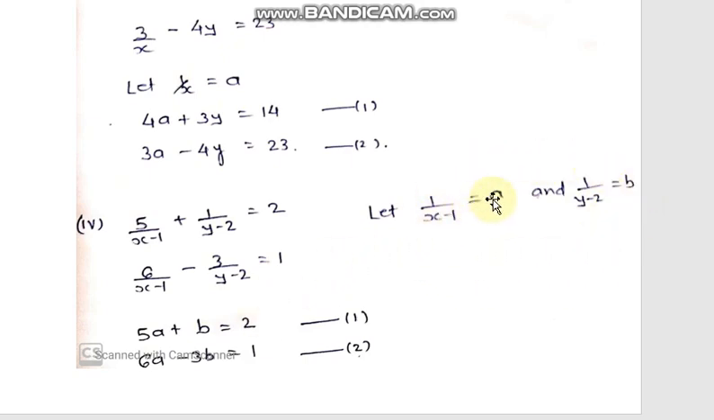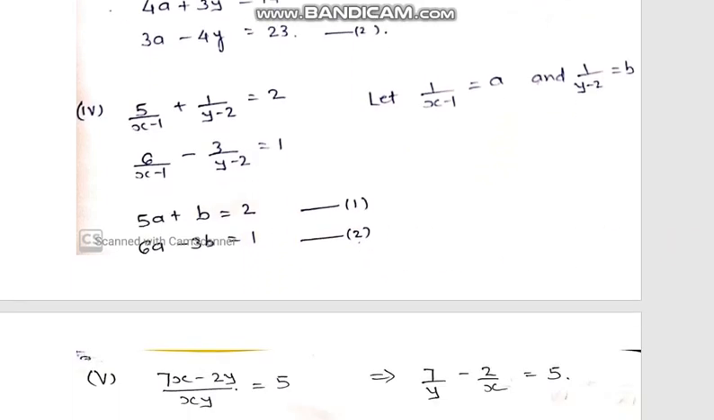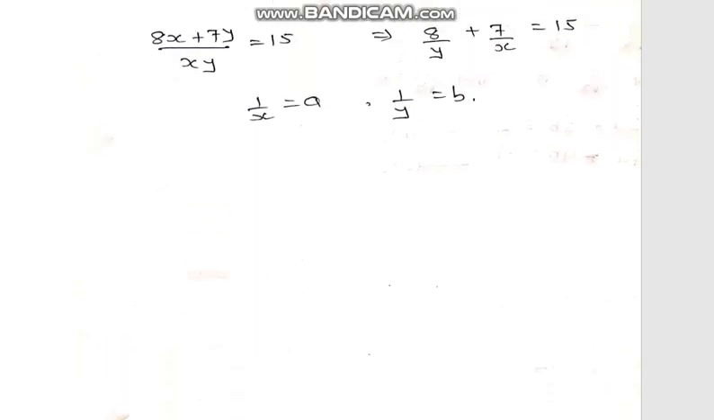1 upon x minus 1 is equal to a here, and 1 upon y minus 2 is equal to b here. So we will have 5a plus b equals 2 from the first equation, and 6a minus 3b equals 1 from the second equation. So next, again you have to solve the pair of linear equations by any method. These are simple sums, you just have to make the substitution.